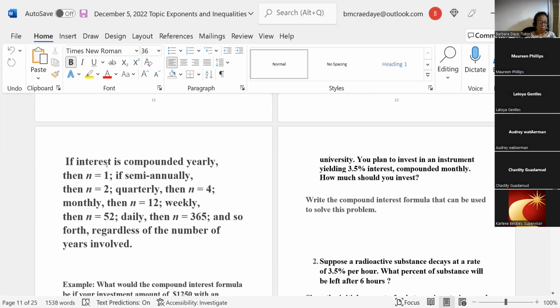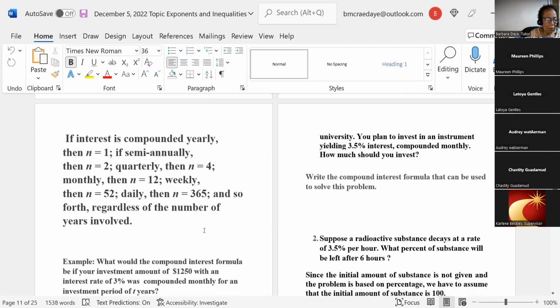Once a year, 1. Quarterly, 4, 4 quarters in a year. Semi-annual, that's 6 months, right? And if it's monthly, 12 months in a year, 12. If it's weekly, 52 weeks in a year. Daily, we use 365. Okay.